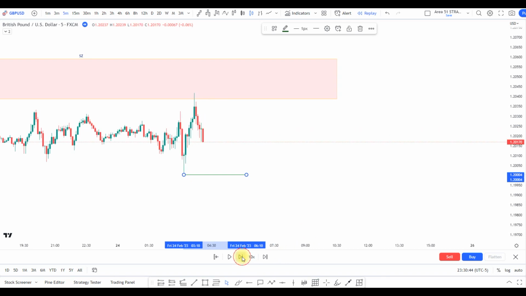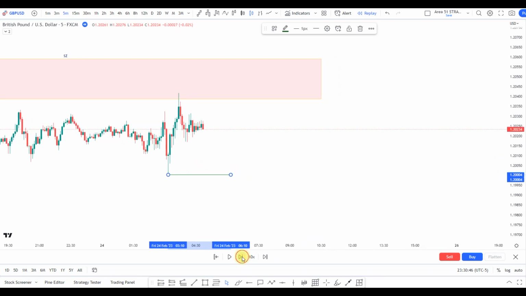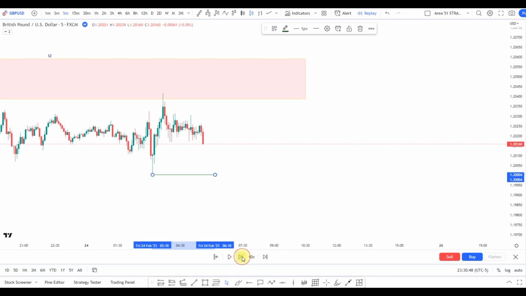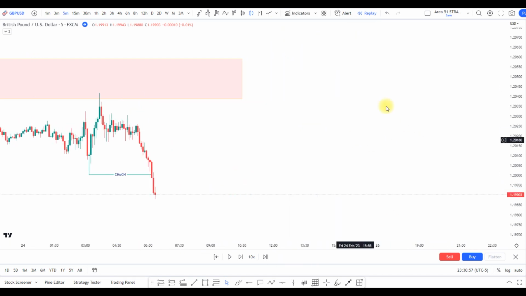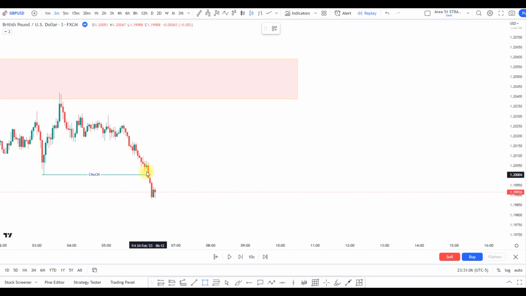We wait for the price to come all the way down. Now we have the change of character here, guys. What we're going to be waiting for is the price to go back to our last supply zone. So that could be somewhere here.